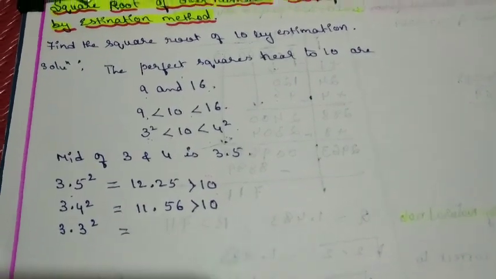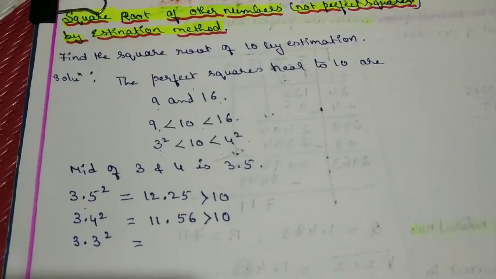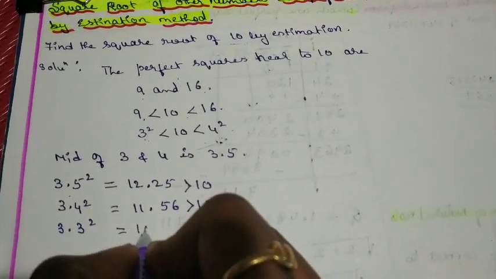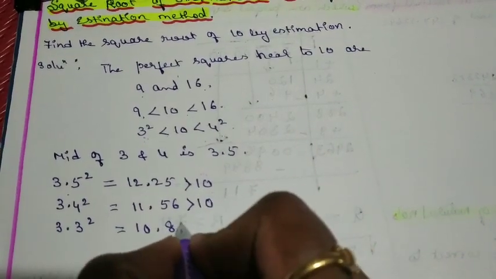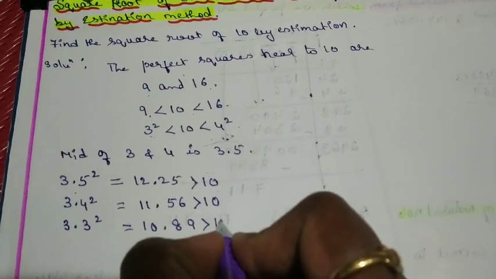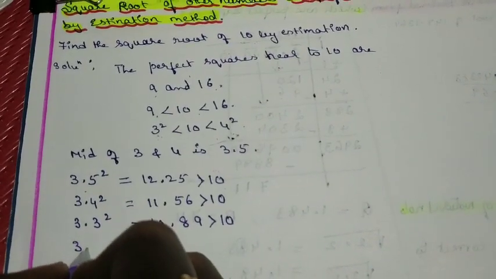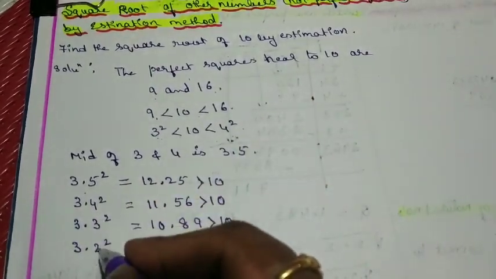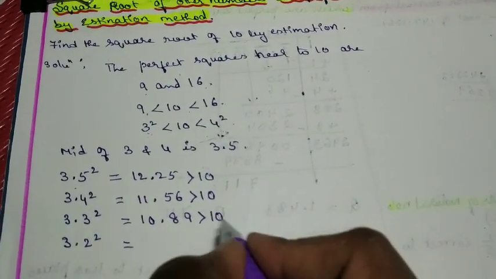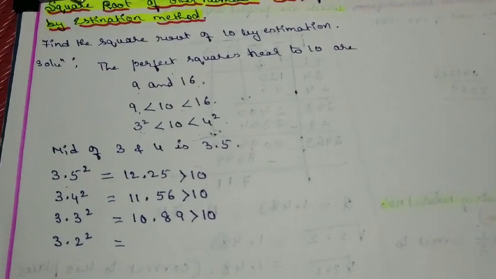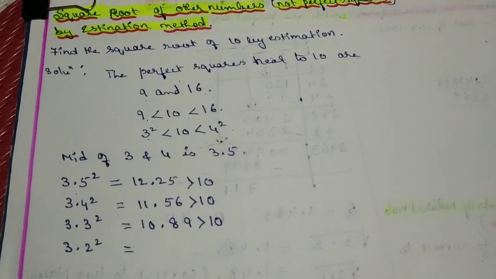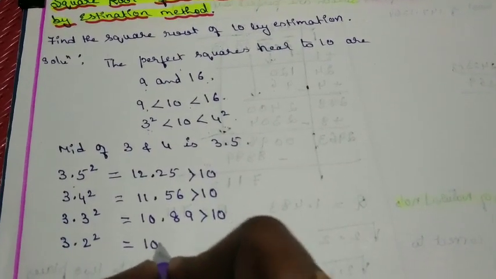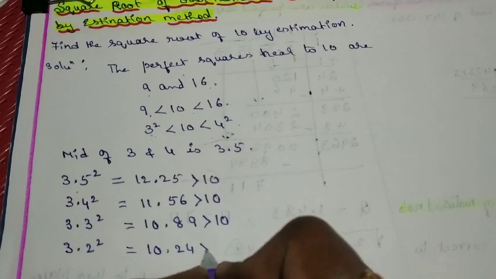So 3.3 squared is 10.89, which is also greater than 10. So let me go with 3.2 squared now. When we know that the result is greater, you should go for a smaller number's square, till you get less than 10. So 3.2 squared is 10.24. But it is also greater than 10.